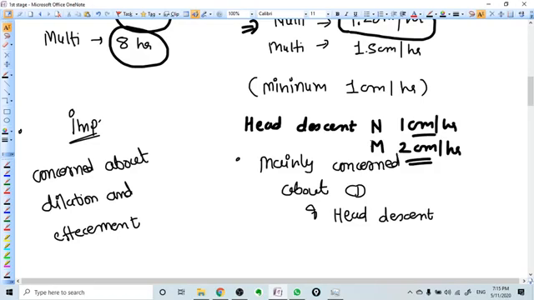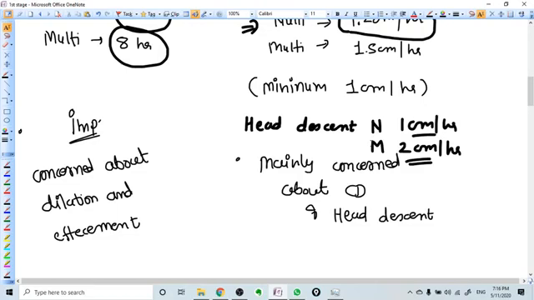So, what is the normal range in the active phase? The rate of cervical dilatation should be a minimum of 1 centimeter per hour. It should be more than 1.1 centimeters per hour. In nulliparous women, it should be more than 1.2 centimeters per hour. In multiparous women, it should be more than 1.5 centimeters per hour.